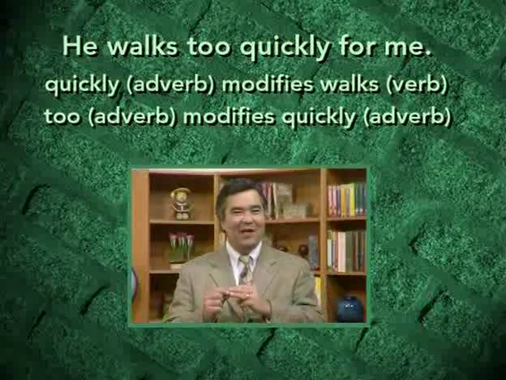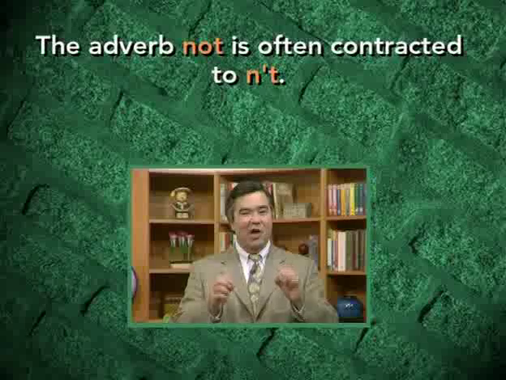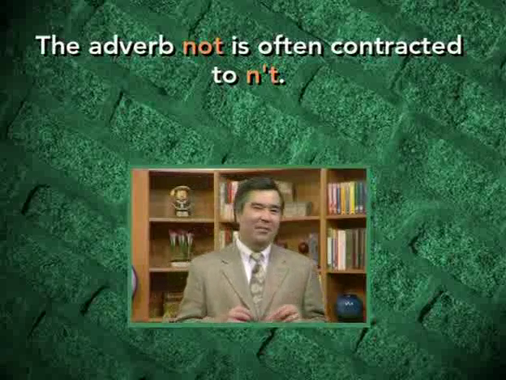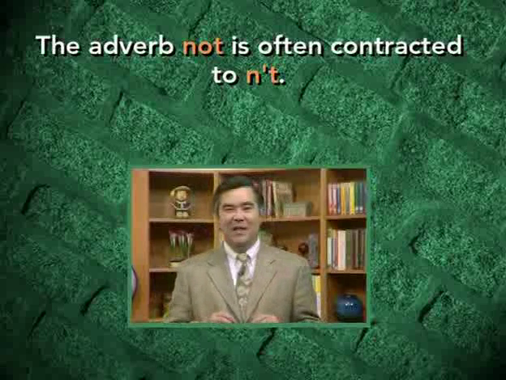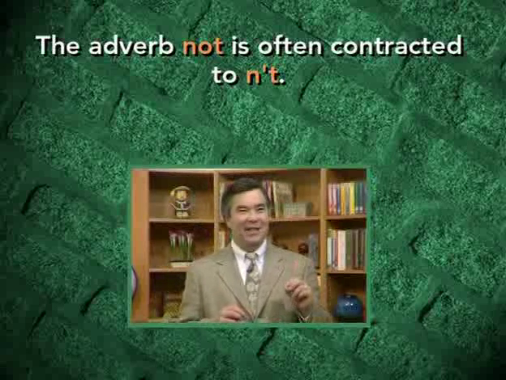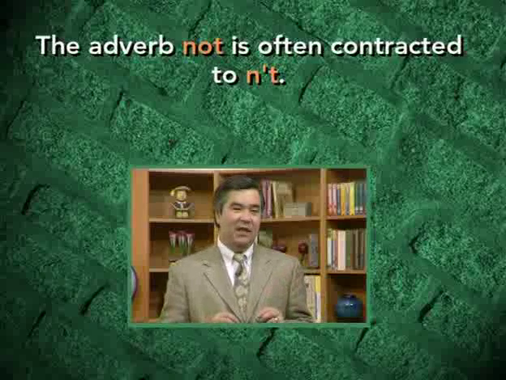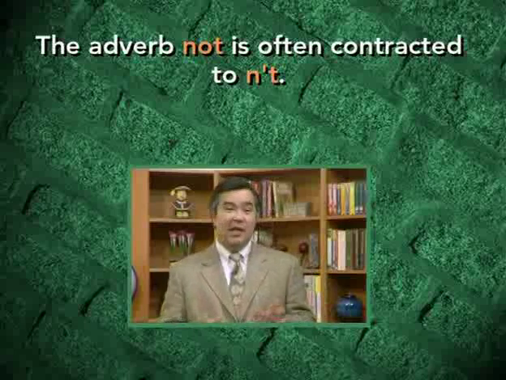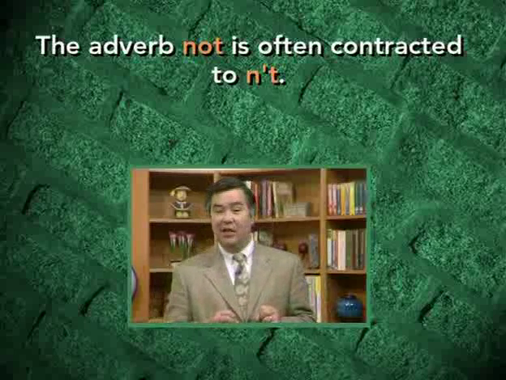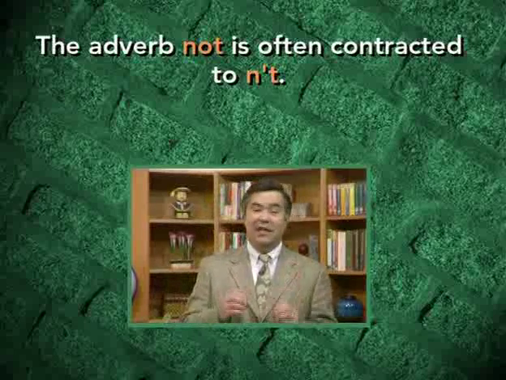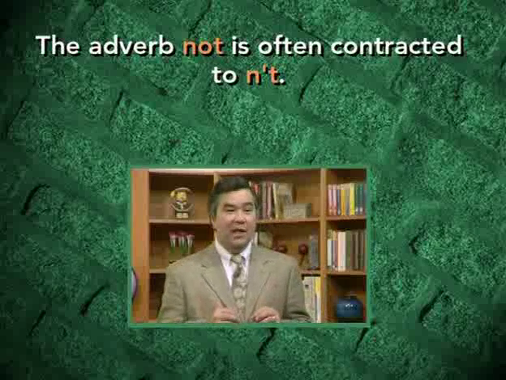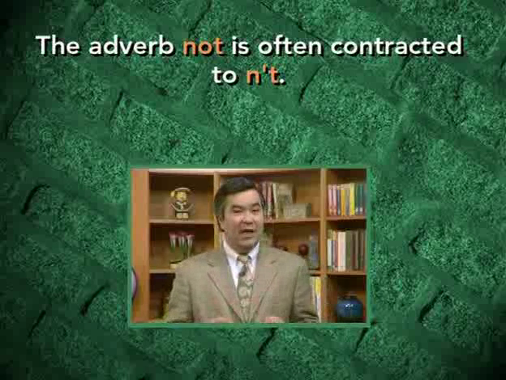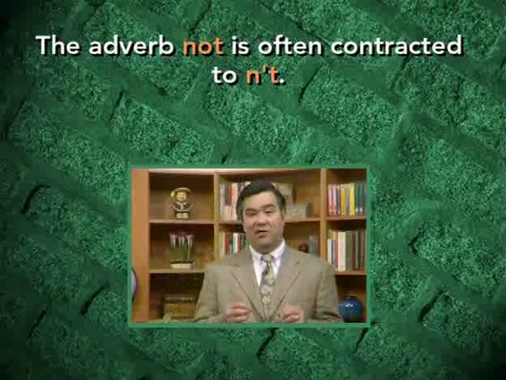Notice that the adverb not, which we mentioned as one of the most important and common adverbs, is often contracted to n apostrophe t. To contract a word means to shorten it by leaving out some of the letters. And when you make a contraction in English, you mark the letters that have been omitted with an apostrophe. So the adverb not is shortened into the contraction n apostrophe t.